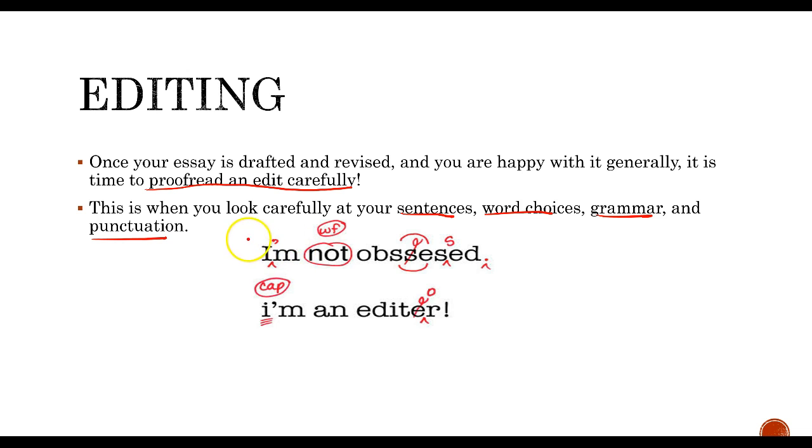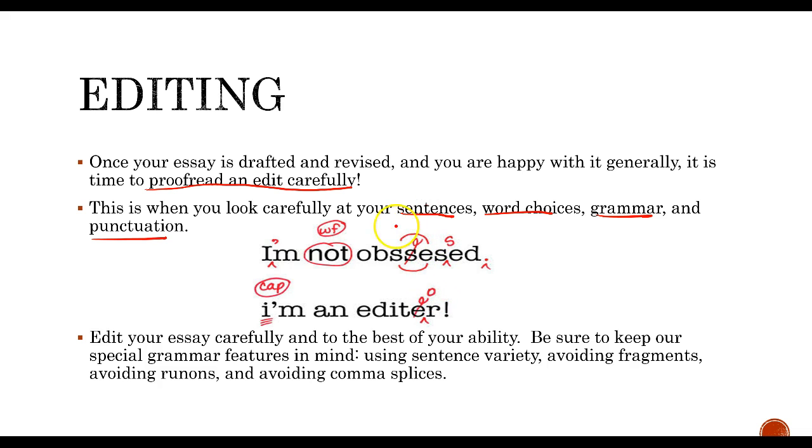Something like this. Here's a good example of an editor's edits. Here's an I'm, right? He missed the apostrophe here, not obsessed. He misspelled obsessed. He forgot the period here. You need to capitalize for a new sentence. He forgot the O in editor. That's what you're doing, basically, when you're editing your work. Just do it to the best of your ability, right? The only thing I'm asking you to be particularly mindful of is using sentence variety, avoiding fragments, avoiding run-ons, and avoiding comma splices. And we're going to talk about those more in Lesson 6. But yeah, make sure when you are in the editing phase that you're looking at those aspects.